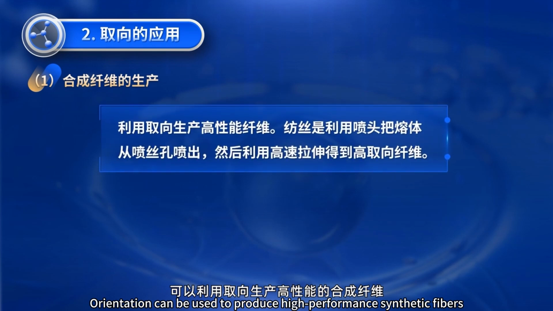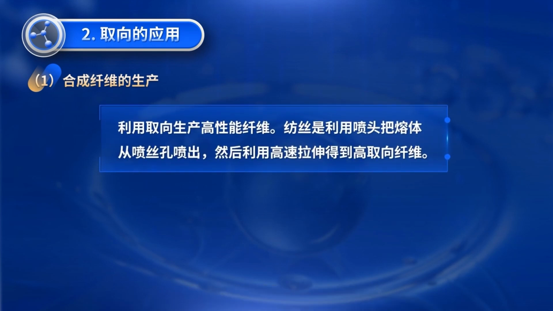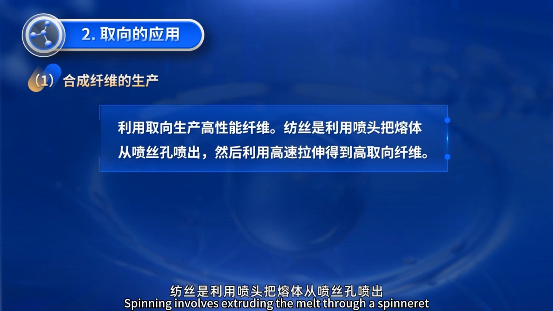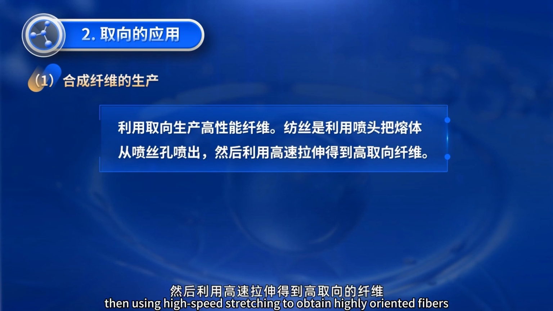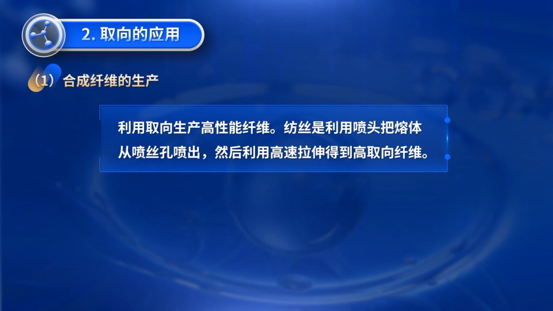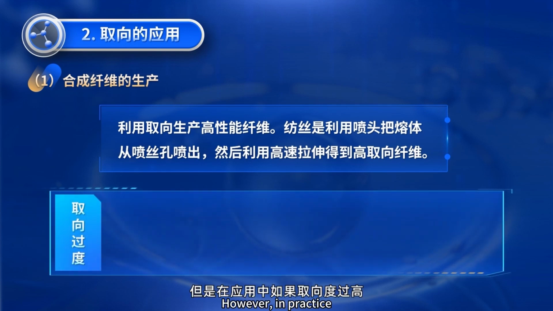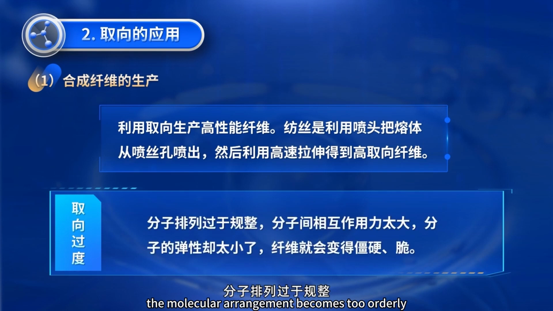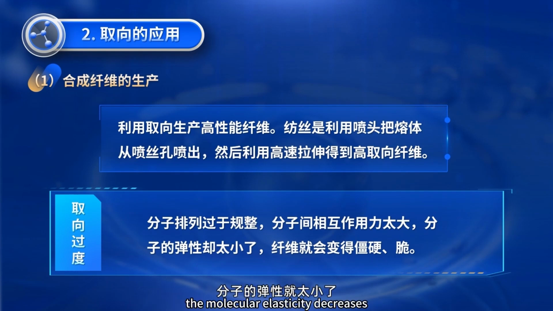Orientation can be used to produce high-performance synthetic fibers. Spinning involves extruding the melt through a spinneret, then using high-speed stretching to obtain highly oriented fibers. Stretching increases the degree of orientation of the fibers. Tensile strength is enhanced. However, in practice, if the orientation degree is too high, the molecular arrangement becomes too orderly, and the intermolecular interactions become too strong. The molecular elasticity decreases, and the fibers become stiff and brittle.